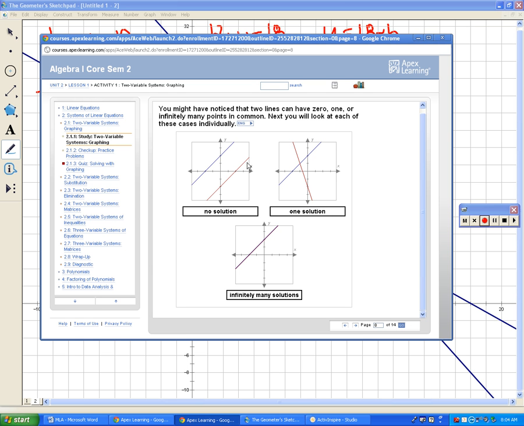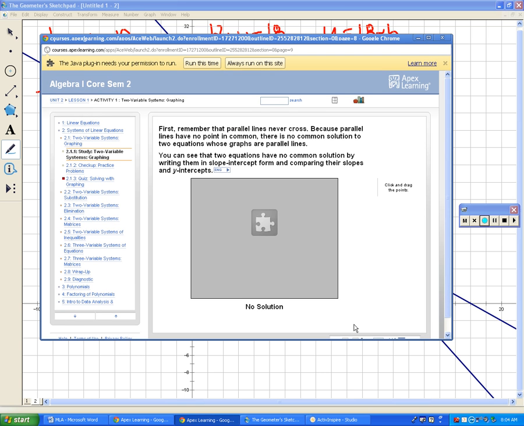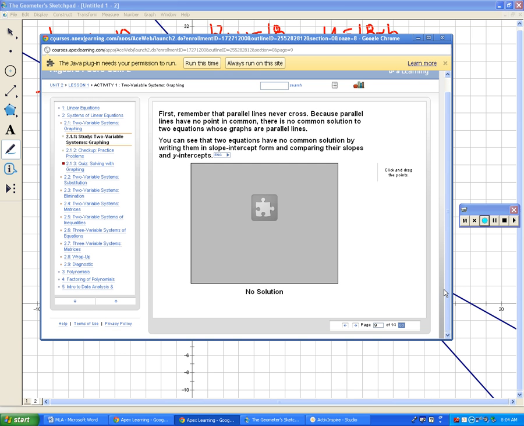If they don't cross at all, in other words, if they're parallel, then since they don't cross, that means there's no solutions to the problem. And if they actually come out to be the same line right on top of each other, that means there will be infinitely many solutions to that problem. So there's 3 different situations that you can have from these things.